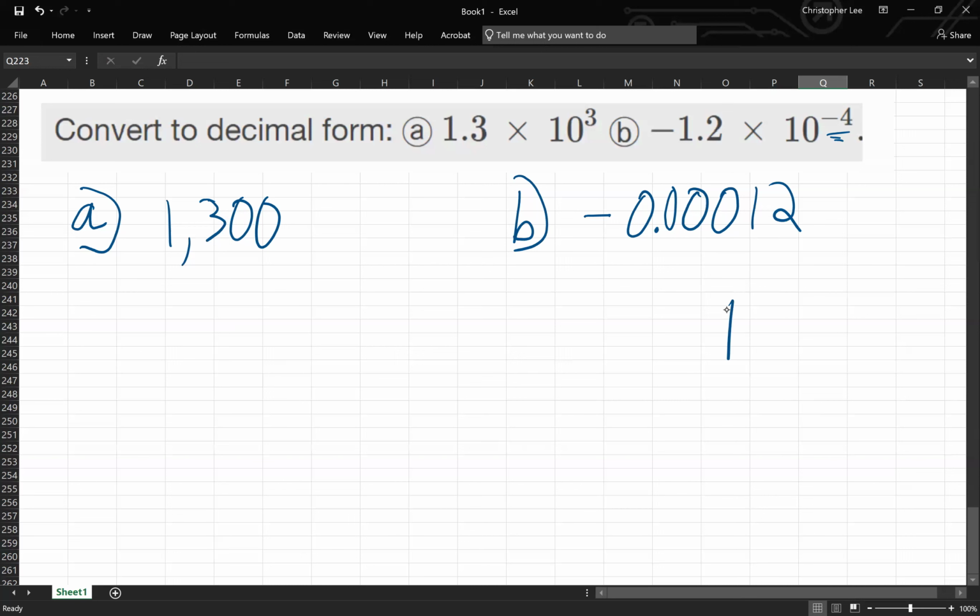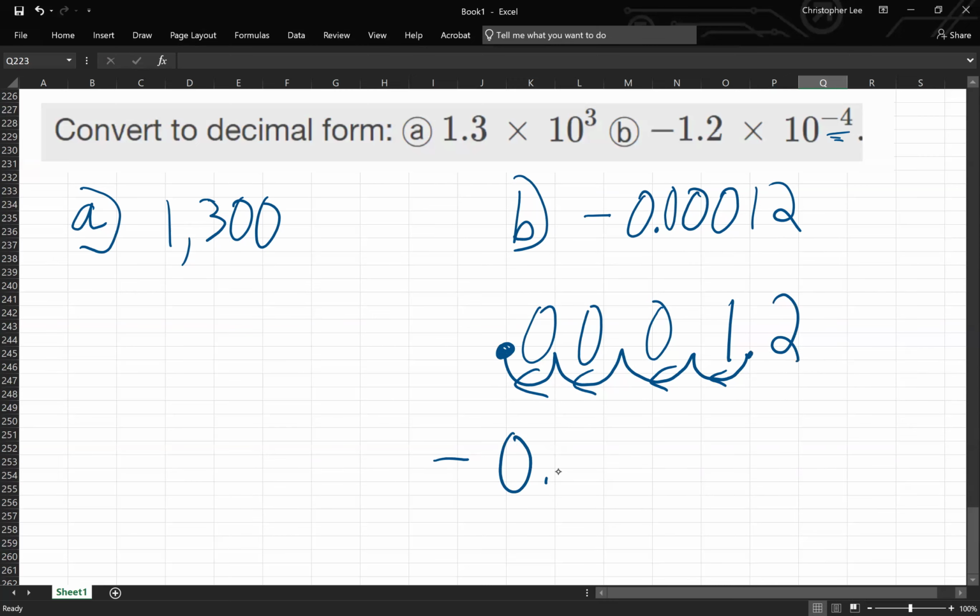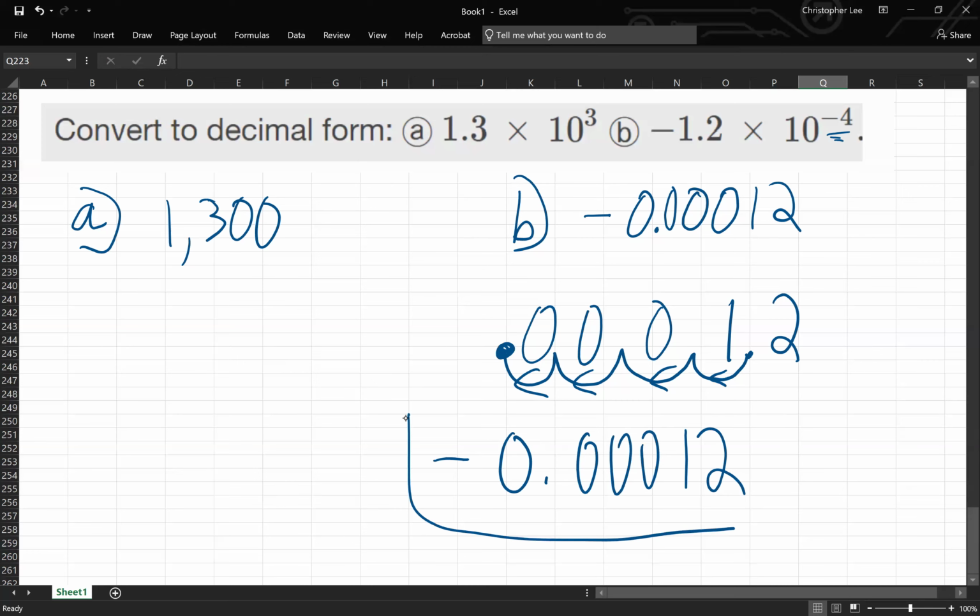So look, I have 1.2 like this, right? And I'm gonna move this over four spaces. So one, two, three, four, right? Going this way. And each one of those loops gets a zero, right? So the answer is negative 0.0012, with the zeros and then 1, 2, like that. So that's how we do it. Questions on it, anybody?